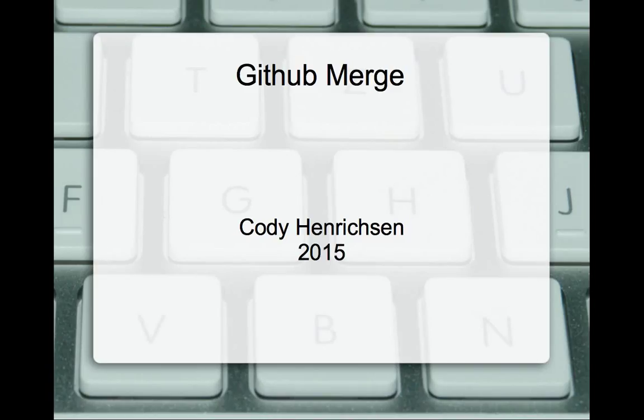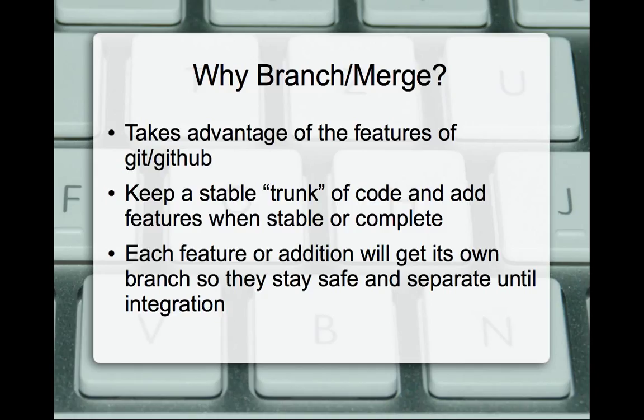Today we're going to be looking at merging with GitHub and how and why we use it. The first thing is, why are we branching and merging? One of the biggest reasons is it takes advantage of the features of the tool itself, Git/GitHub. Git is the tool that's underneath what we're using. Git is the source control system, it's the distributed system, and it is the most popular tool right now. And GitHub is that nice interface we've been using all year for it.